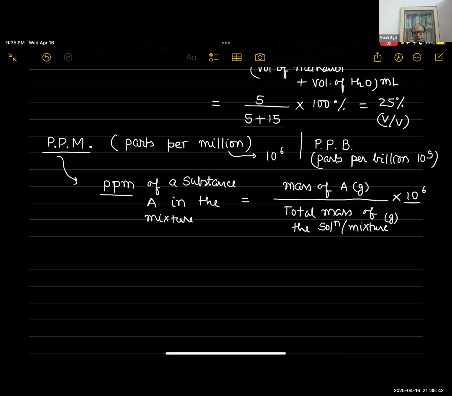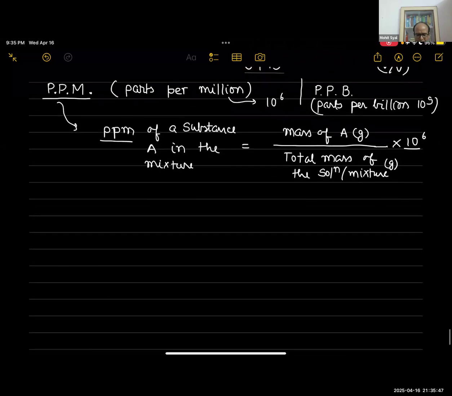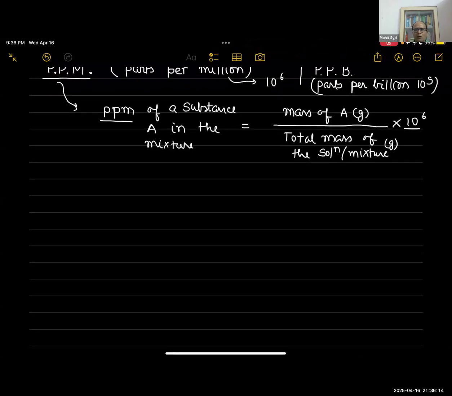Got it? Yes. Let's take one example. We use toothpaste in the morning, all of us use it, right? And it contains fluoride. Fluoride up to some extent, a little bit, is good for us. It can prevent cavities. But a large amount is harmful for our bones. So toothpaste contains a little bit of fluoride. Because it is a small quantity, its quantity is measured in ppm. Got it? So let's do a question on that only.